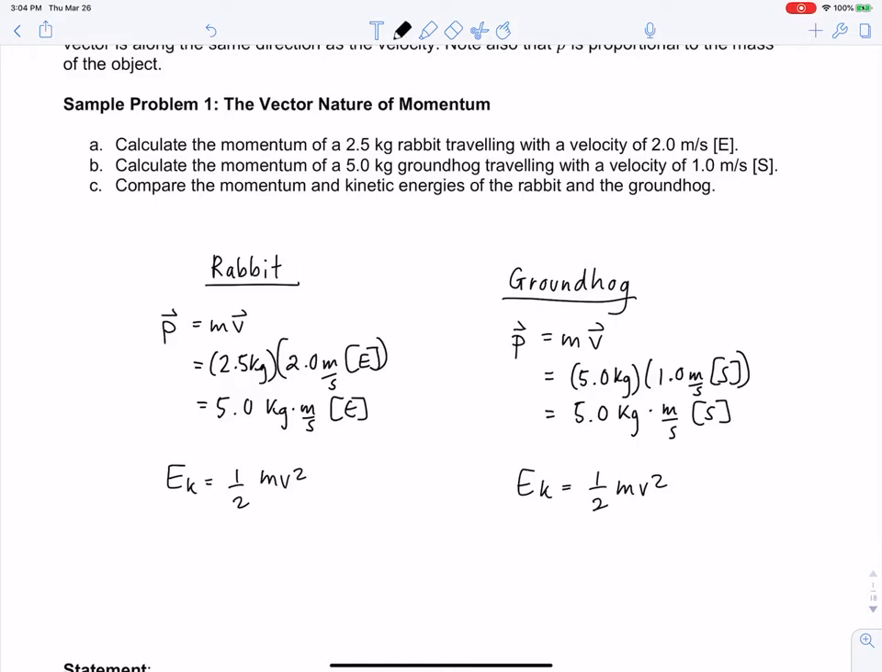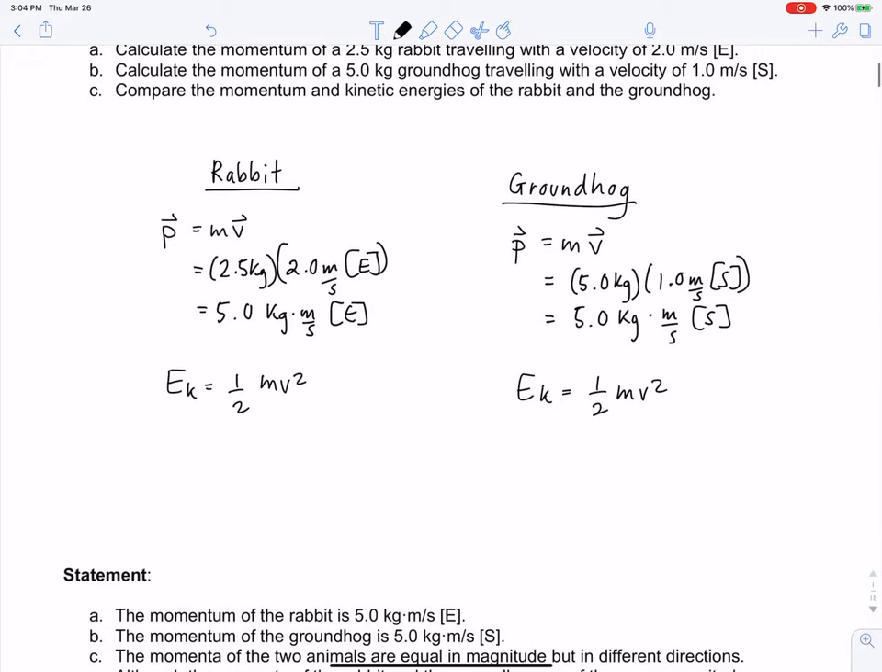If we compare the magnitude of the momentum for the rabbit and the groundhog, we see that they both have the same magnitude. It's 5 kilograms times meters per second. Even though the mass is different for each and the speed or velocity is different for each, we end up with the same momentum. Now let's compare momentum and kinetic energies for these two organisms.